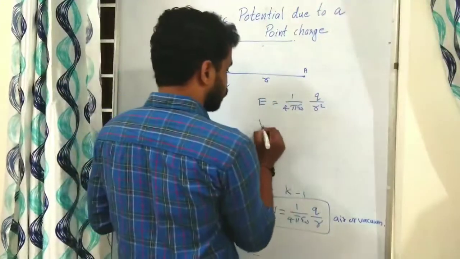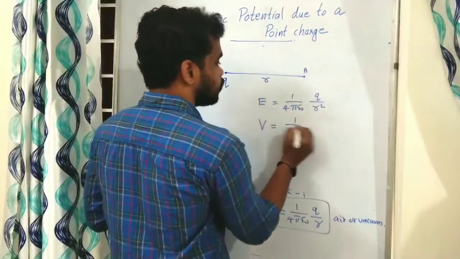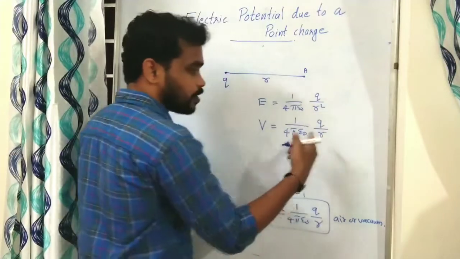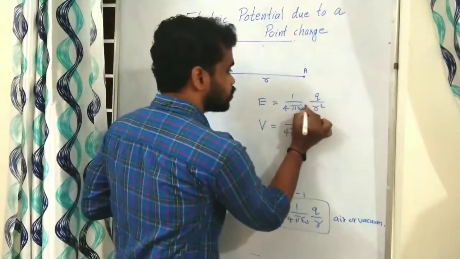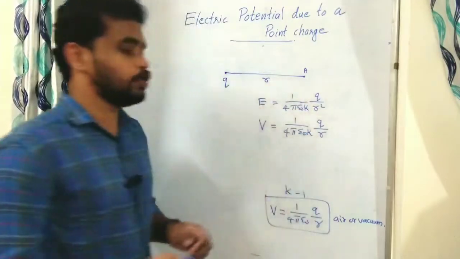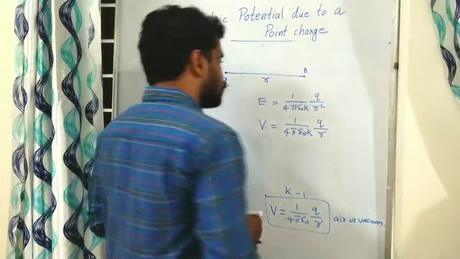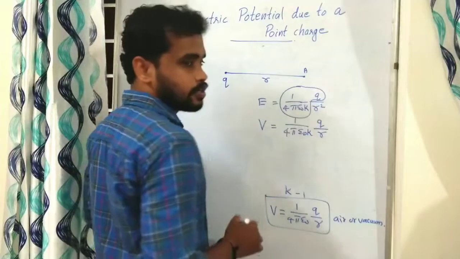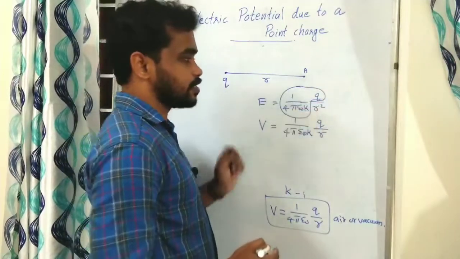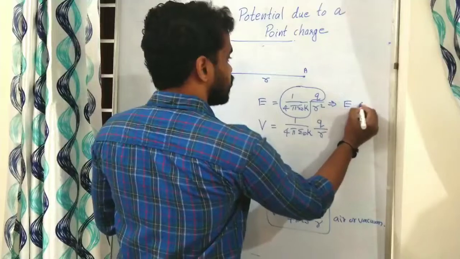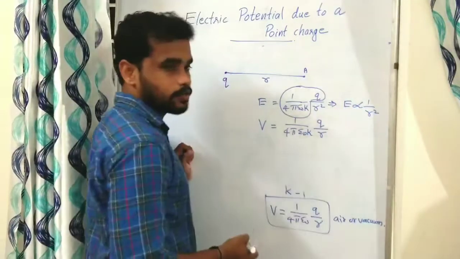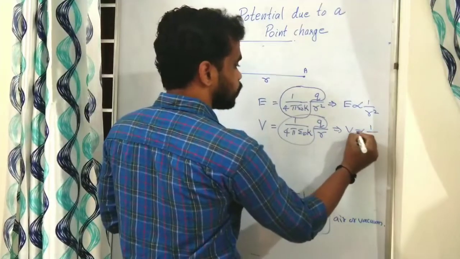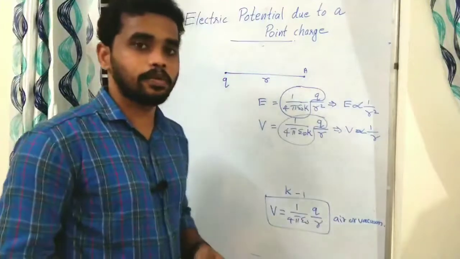But we find here that the potential at a point A due to the charge is 1 by 4 pi epsilon 0 q by r, not r square, r. If there is a medium, then you have to put k here. From these two equations, 1 by 4 pi epsilon 0 k and q are constants if the charge is constant. Then we can write E is inversely proportional to r square. Therefore, we can write V is inversely proportional to r.